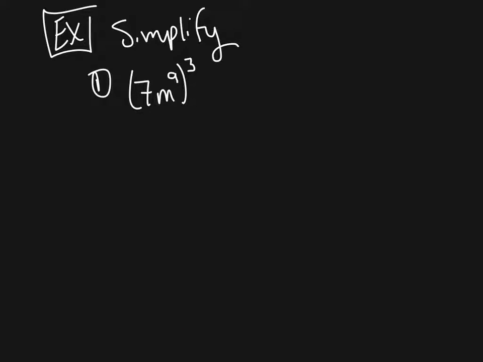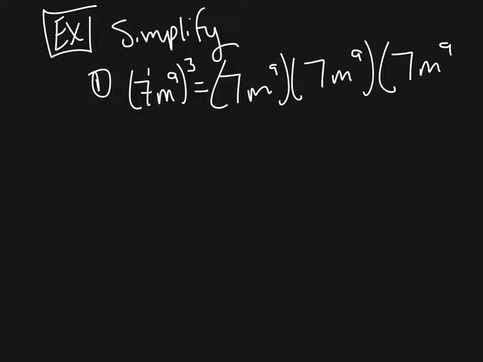Okay, so you might be told to simplify something like the quantity 7m to the 9th to the 3rd. On this you want to be careful because 7 has a separate exponent from the m. It has an exponent of 1. So expanding it out, it would be 7m to the 9th times 7m to the 9th times 7m to the 9th. Right, so we can see we've got 7 times 7 times 7, which is 7 cubed. And we have m to the 9th times m to the 9th times m to the 9th. So 9 plus 9 plus 9. We'll make it m to the 27th.